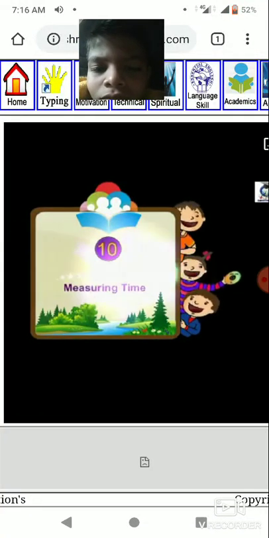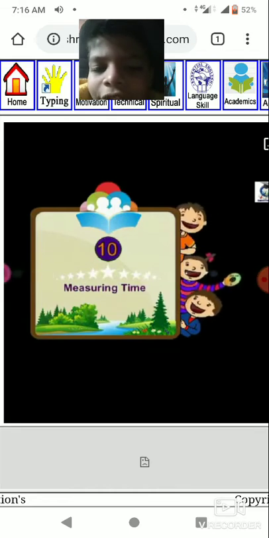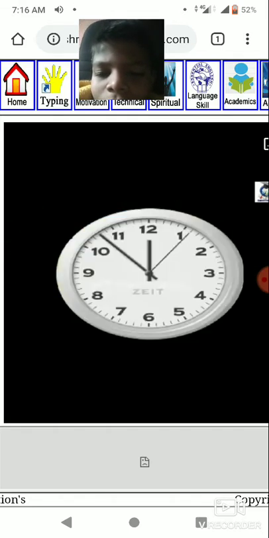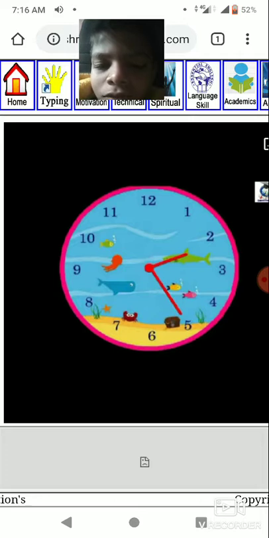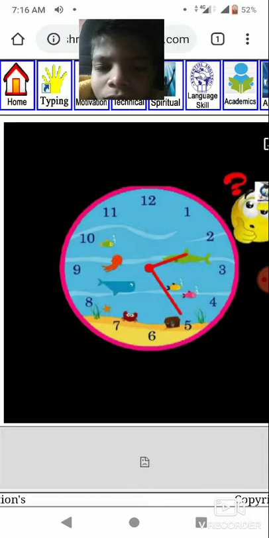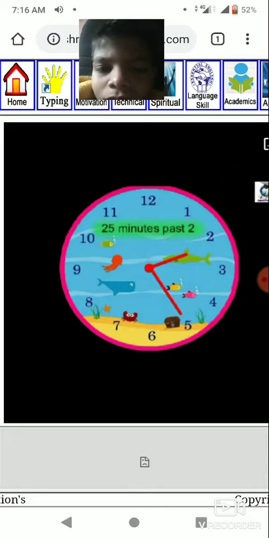Lesson 10. Measuring time. Hi children, you all know how to measure the time. So, look at the clock and tell me what is the time shown here. What is the time? 25 minutes past 2. Good.